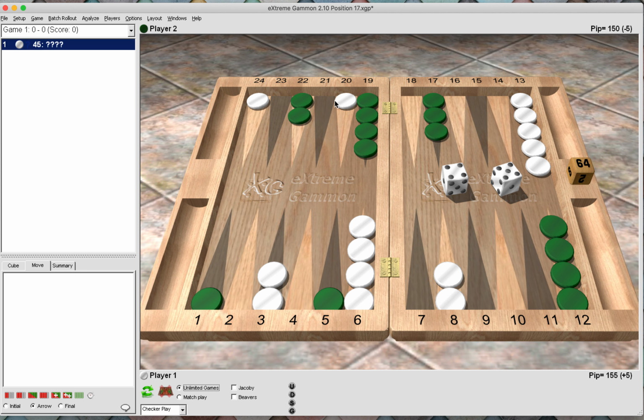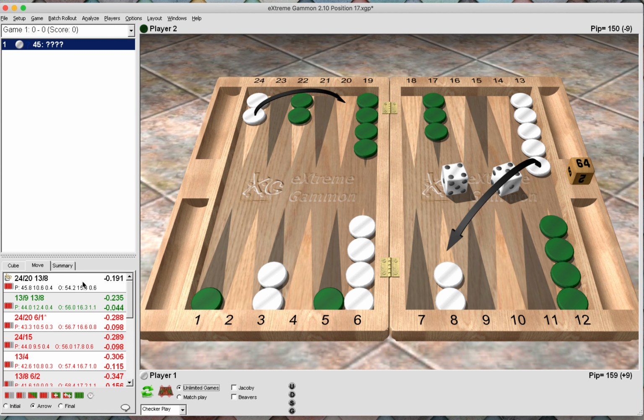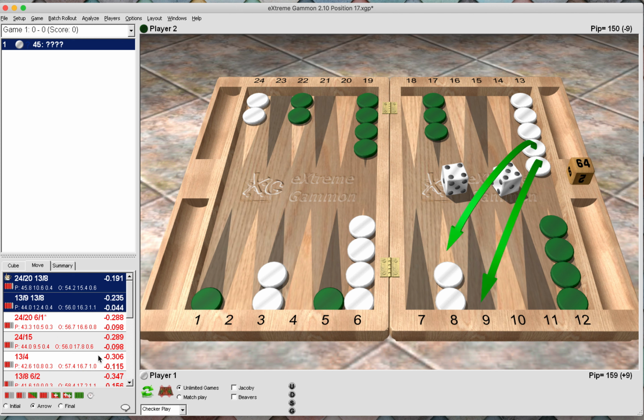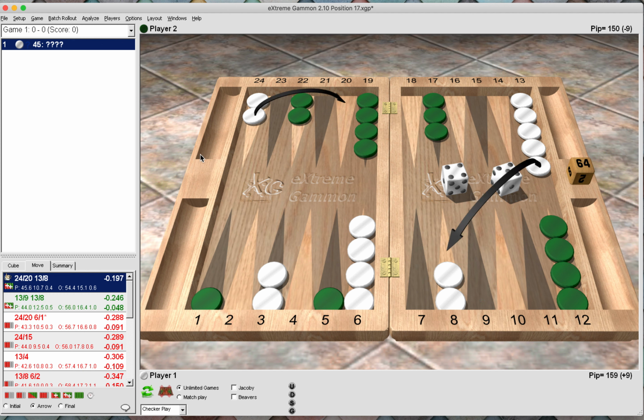Now, if we go back to the original position, we can see what the correct play is. So we click Analyze, we click on Position, and there we are. We can see the correct play is showing us 24 to 20, 13 to 8. And the second best play would be to bring 2 down. Now we can run these two plays because they are reasonably close on a higher setting by highlighting them and clicking on ++. And here we can still see that the best play is 24-20, 13-8.